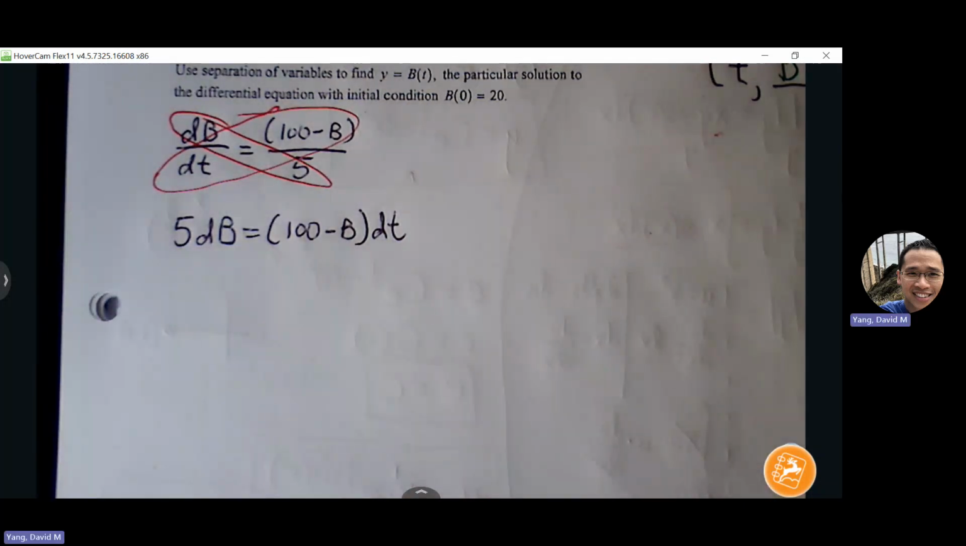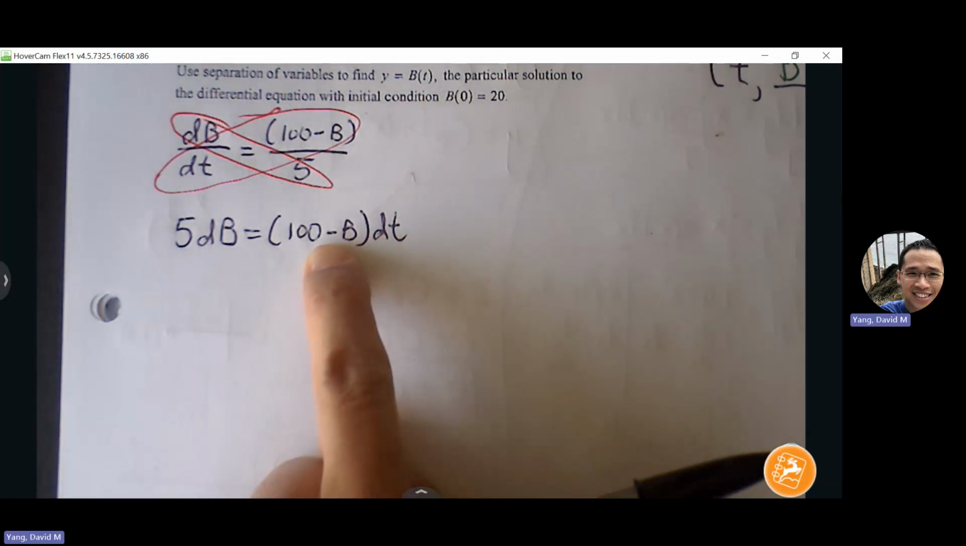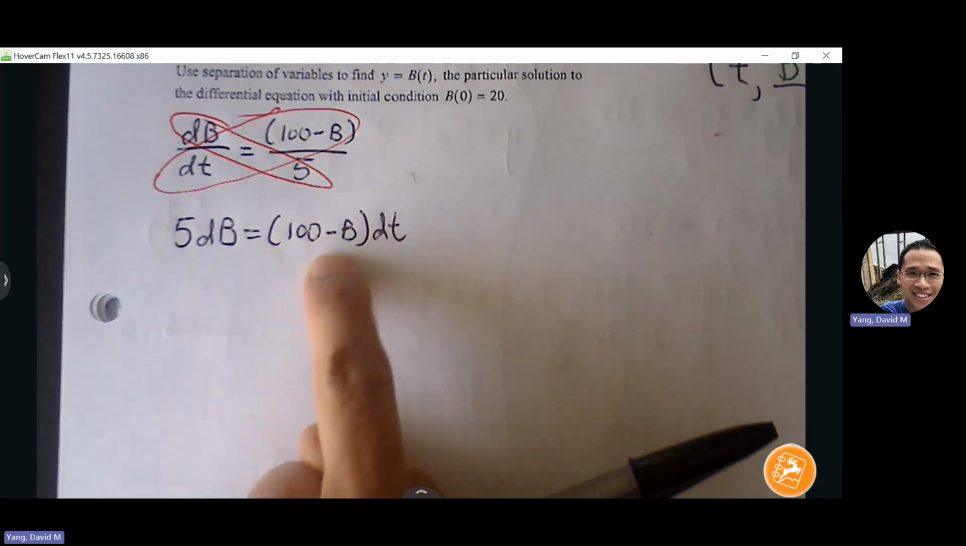All right, do we see full separation of variables? Do we have t's on the right and b's on the left? And what's out of place? Yeah, the b is out of place. So we have to do what with this 100 minus b? Divide. It's going to end up in the denominator. Okay.